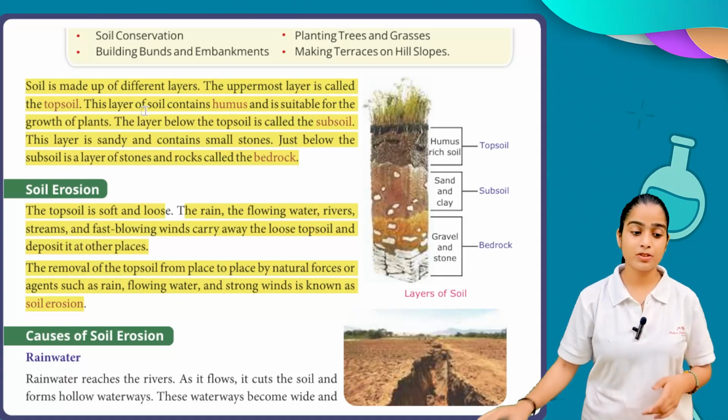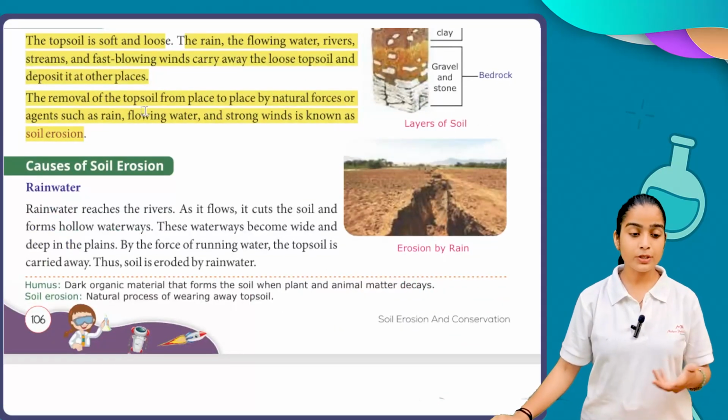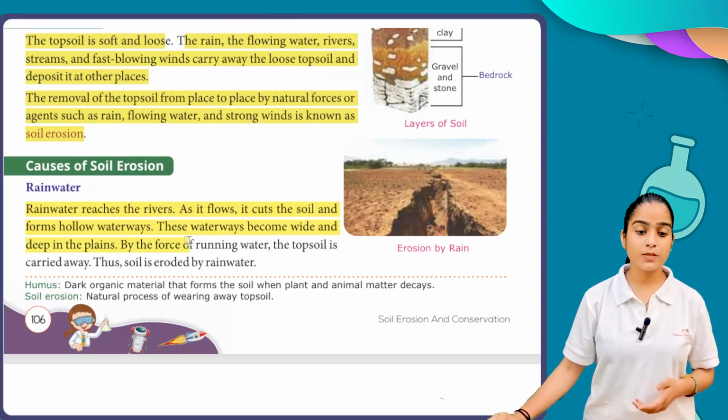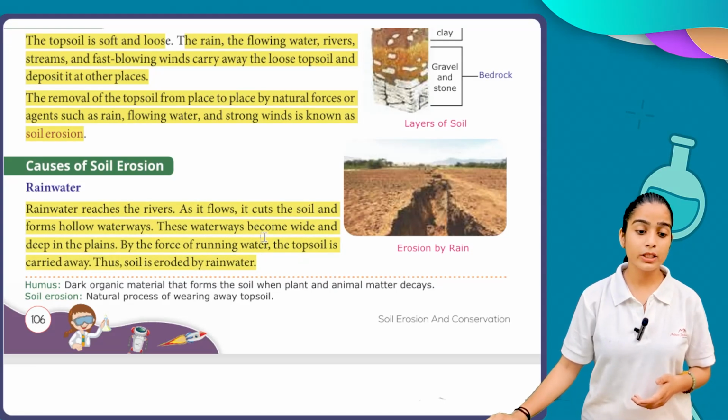Next we have the causes of soil erosion. Why does this happen? First of all, rainwater. Rainwater reaches the rivers as it flows. It cuts the soil and forms hollow waterways. These waterways become wide and deep in the plains. By the force of running water, the topsoil is carried away. Thus, soil is eroded by water.